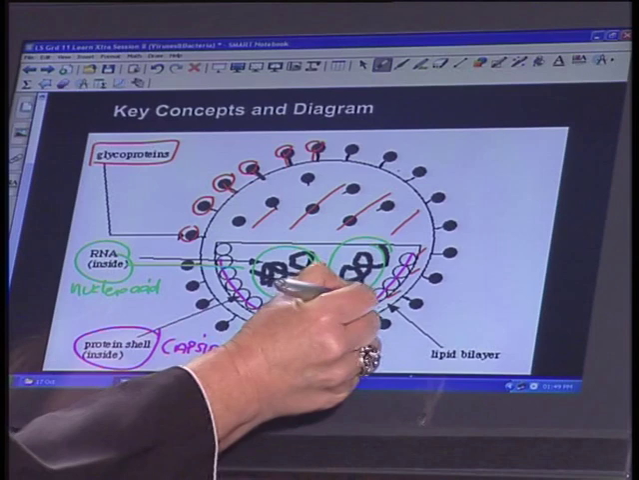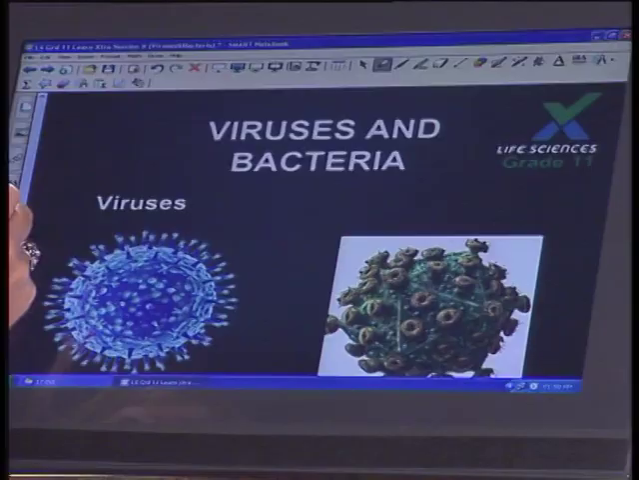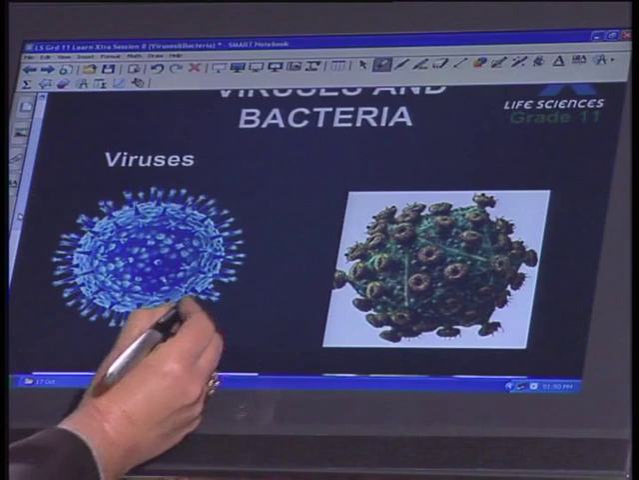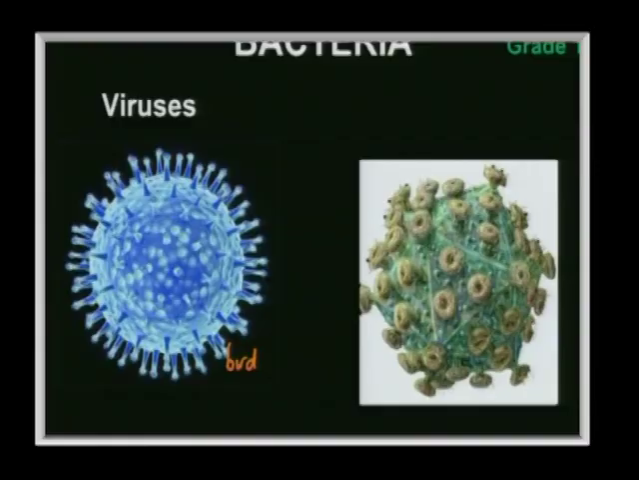Now that is a schematic diagram of a virus. Let's look at a couple of examples of real viruses. And most of these were taken using the scanning electron microscope. This first virus that you can see on your screen is the virus that is responsible for causing bird flu. This virus over here is HIV.